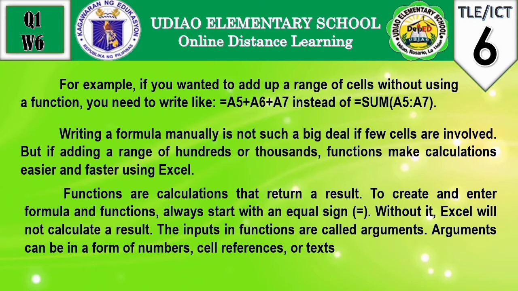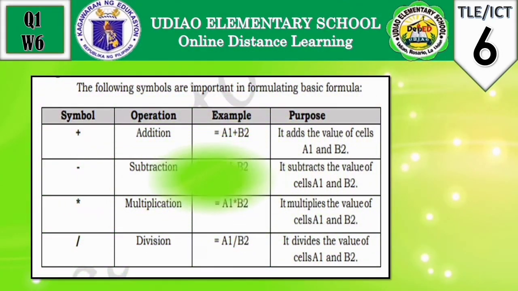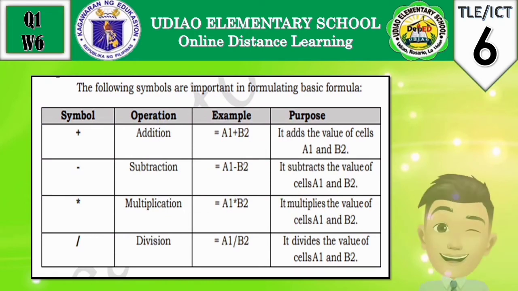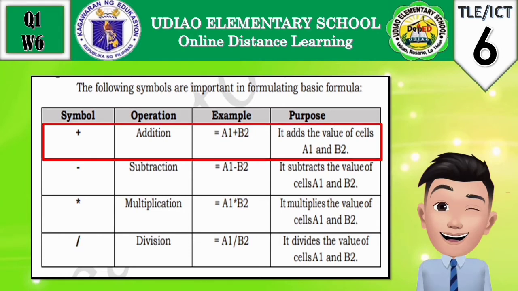To create and enter formula and functions, always start with an equal sign. Without it, Excel will not calculate a result. The inputs in functions are called arguments, and arguments can be in a form of numbers, cell references, or texts. The following symbols are important in formulating basic formula. The first symbol is the plus, or what we call the addition. Example, equals A1 plus B2. It adds the value of cells A1 and B2.